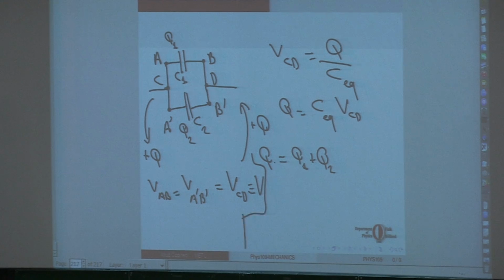Now we know that Q is equal to C equivalent times V. Now Q1 is on a capacitor which has capacitance C1 and potential difference V. And Q2 is on a capacitor with capacitance C2 and potential again VA'B', which we defined as V. So the equivalent capacitance in this case is nothing but C1 plus C2.